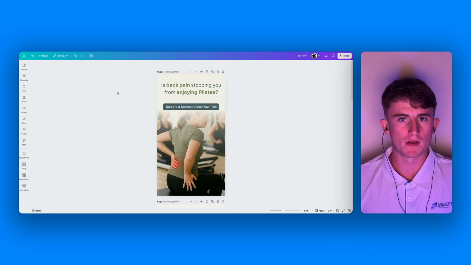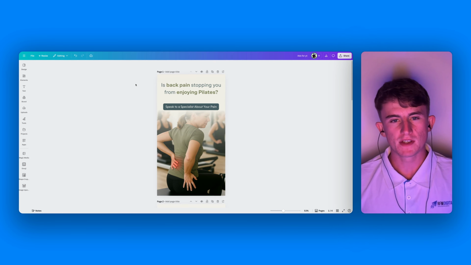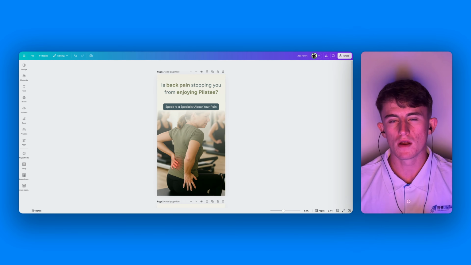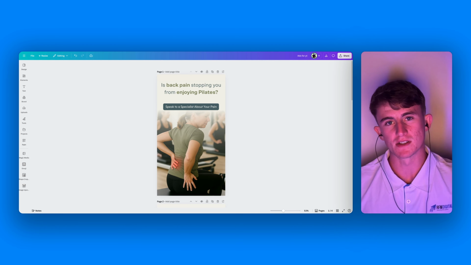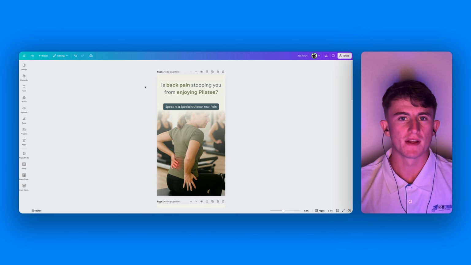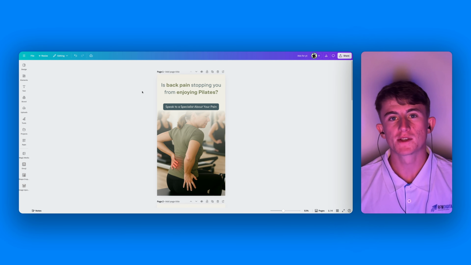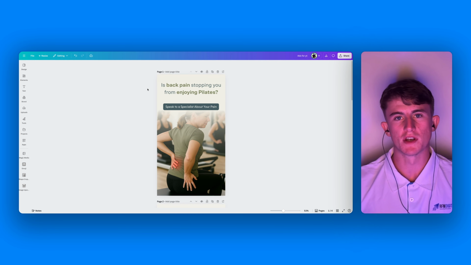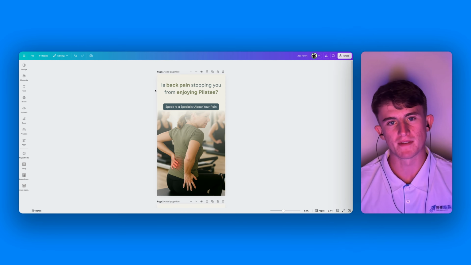Here's a quick example of a creative you can run. This creative is actually one we're running for our partner at the moment, targeting women between the ages of 30 and 50 that struggle with back pain. This one is specifically due to not being able to do Pilates, and as you can see, it's so simple to make this ad.